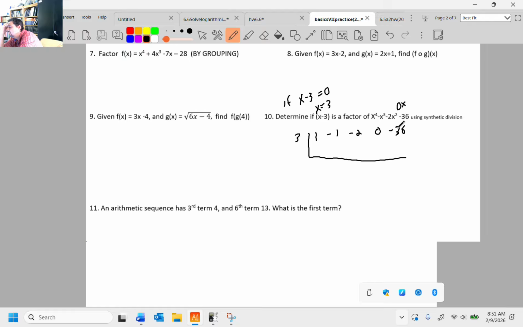Figure it out. We're going to drop the 1 because remember our acronym was DMA. And if you don't know synthetic division and you're afraid to ask me, ask somebody else, or maybe go to YouTube and type in synthetic division.